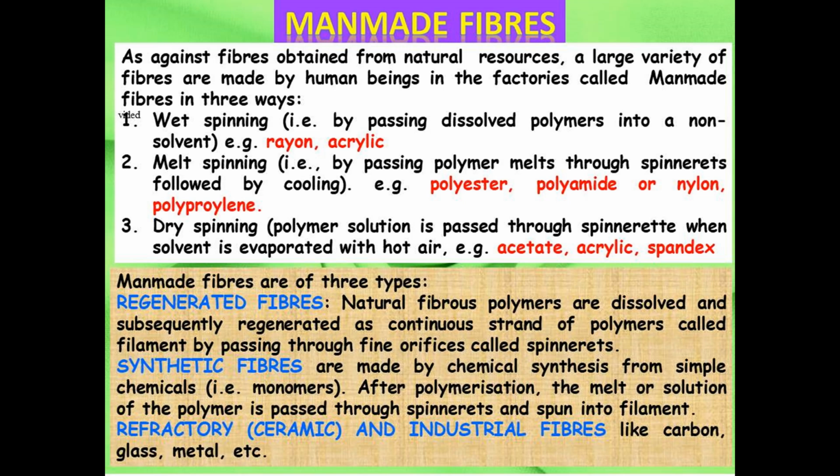Man-made fibers are of three types. Regenerated fiber: natural fiber polymers are dissolved and subsequently regenerated as a continuous strand of polymer called filament by passing through fine orifices called spinnerets. Synthetic fiber: those made by chemical synthesis from simple chemicals. After polymerization, the melt or solution of the polymer is passed through a spinneret and spun into filament. Refractory or ceramic and industrial fibers, for example carbon fiber, glass fiber, metal fiber, etc.